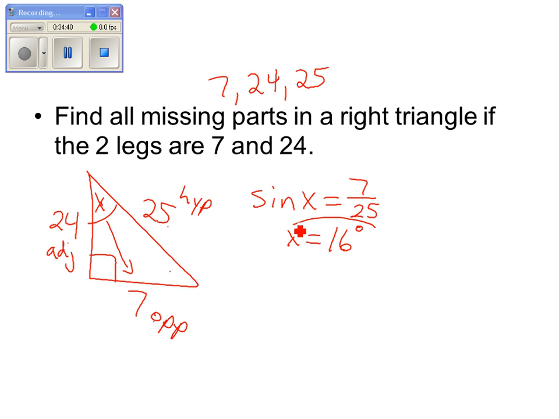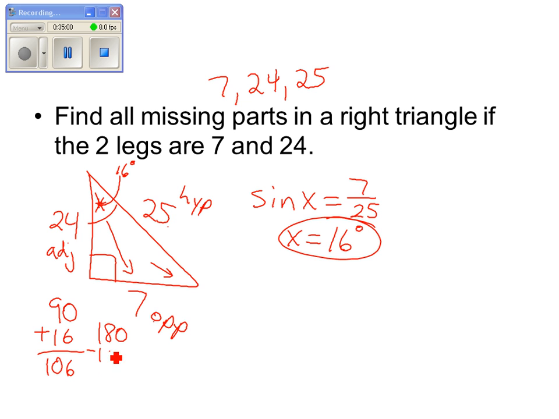Well, that means this angle right here is 16 degrees. To find the other angle, we could do the same thing, but an easier way is if we know one angle is 90 and one angle is 16, we add those two together and get 106, then just subtract that from 180, because the 3 angles of a triangle have to add up to 180. And we come up with that angle right there is 74 degrees, and we found all 3 missing parts of the right triangle.